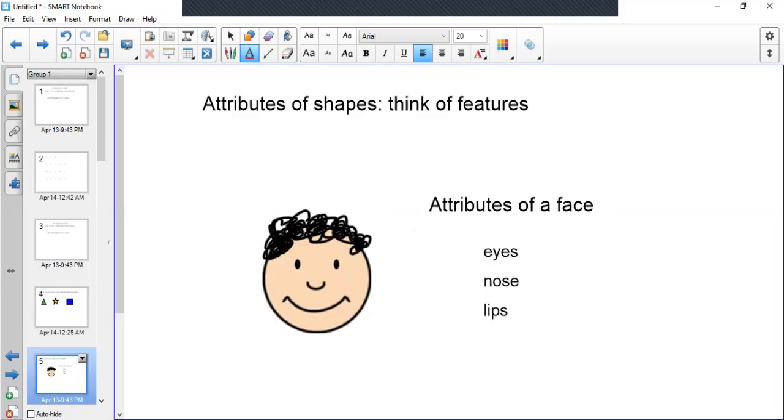So when we talk about attributes of shapes, I want you to think of features. For example, I have a face below. The attributes of this face, or the features of this face, we can say is the face has eyes, which is an attribute or feature. It has a nose, which is an attribute or feature, and also has lips, which is in a smile, which is an attribute or feature.